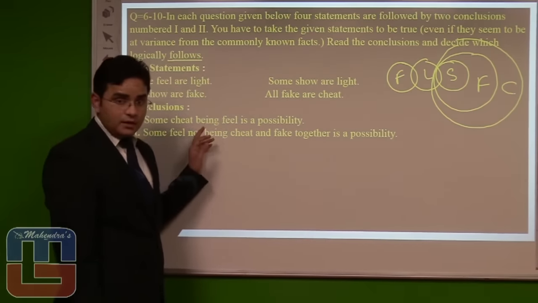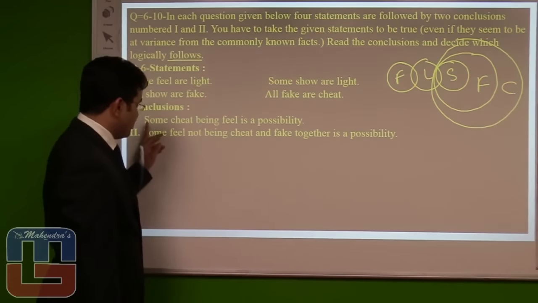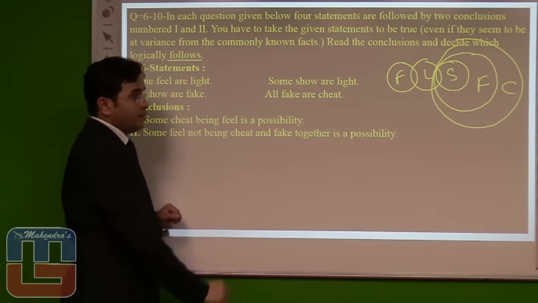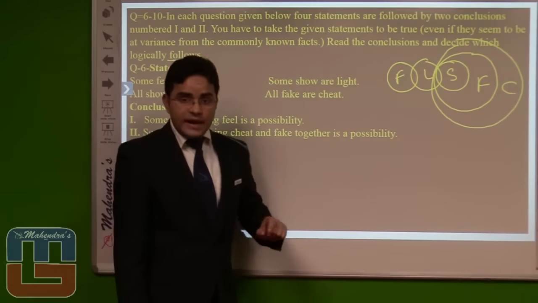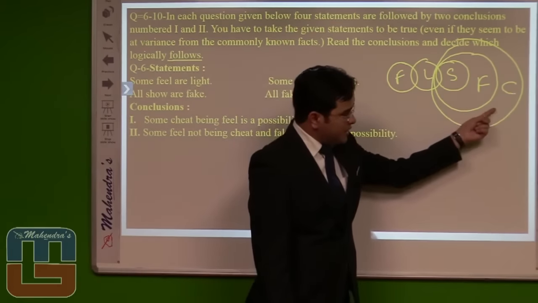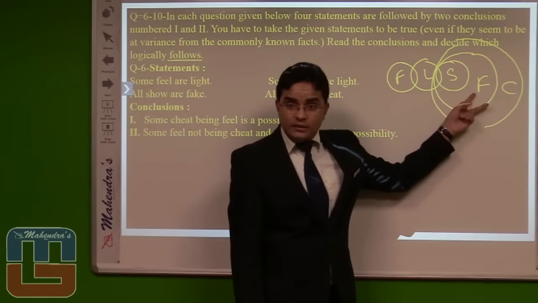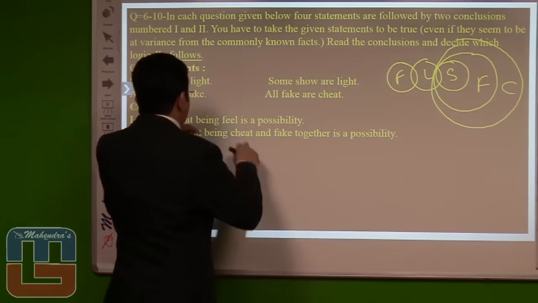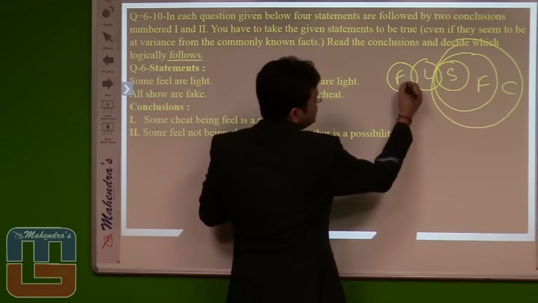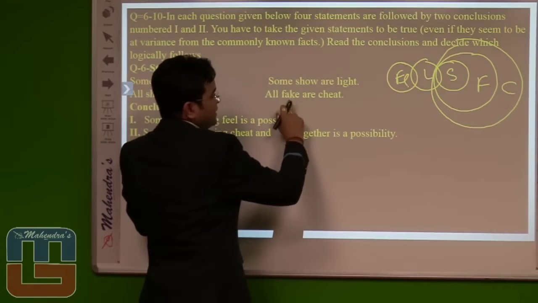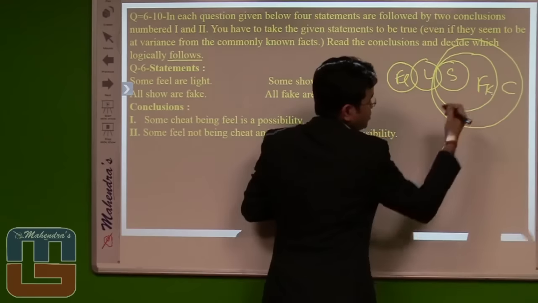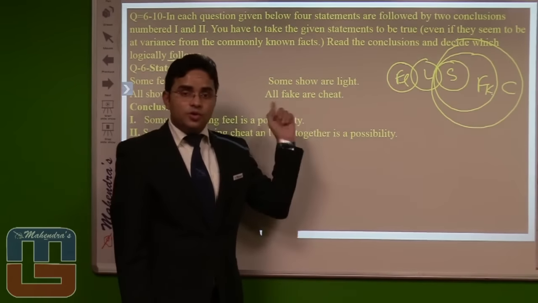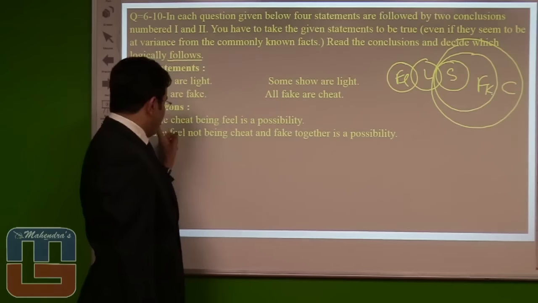Now you have to read the conclusion and find whether it is following or not. So read out the first one: some cheat being field is a possibility. Remember, here you can see there is no direct relation between cheat and field. One more thing, here it is written field is this one, and this one is fake. So highlight this one, because if you don't highlight, then you have to go again towards the statement.